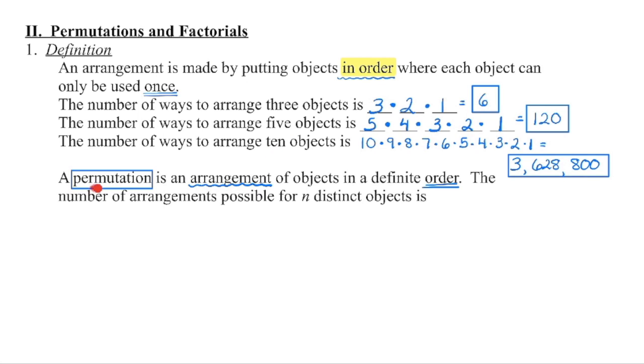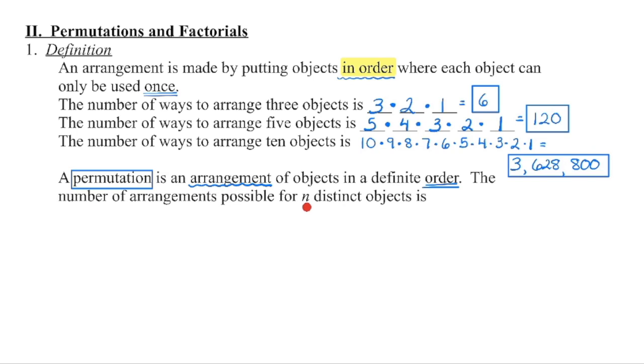A permutation is an arrangement of objects in a definite order. Each time we change the order, we get a different arrangement or a different permutation. So in order to figure out how many possibilities we have to arrange n number of objects, if each object is different, well, let's see if we can come up with a general rule here.